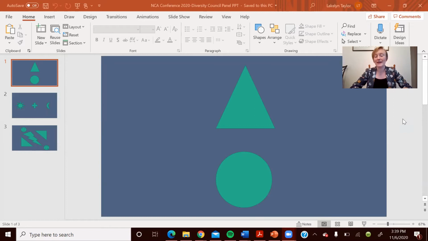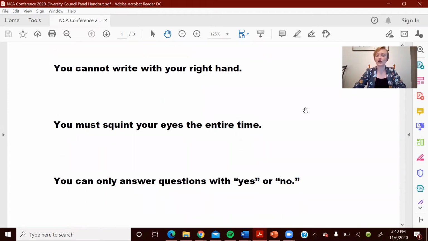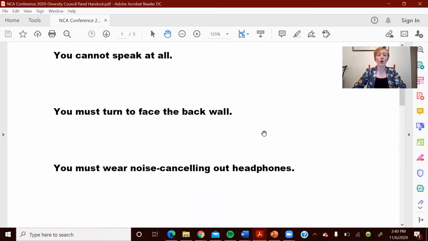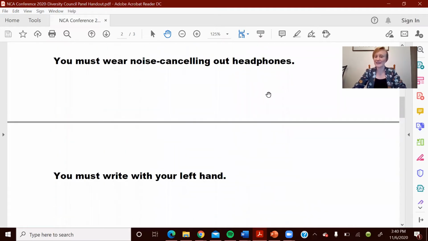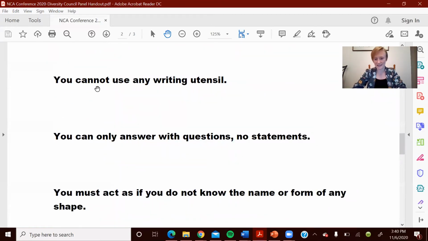And so then I said, okay, but now I'm going to pass around specific instructions to you all as individuals. And so before I even showed them these images here, I went around to each person in the room and I passed out slips of paper with these instructions on it. So a slip of paper that I would hand a student might have, you can only ask questions, or you must squint your eyes the entire time. Or some of my favorites were, you have to wear noise canceling headphones, and you cannot use any writing utensil.